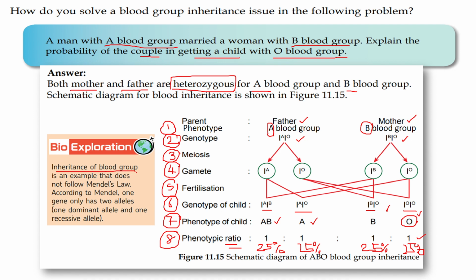Okay, so there's some bioexploration over here. Inheritance of blood group is an example that does not follow Mendel's law. Remember Mendel's law? According to Mendel's law, one gene has only 2 alleles, which is only one dominant allele and the other one is a recessive allele.